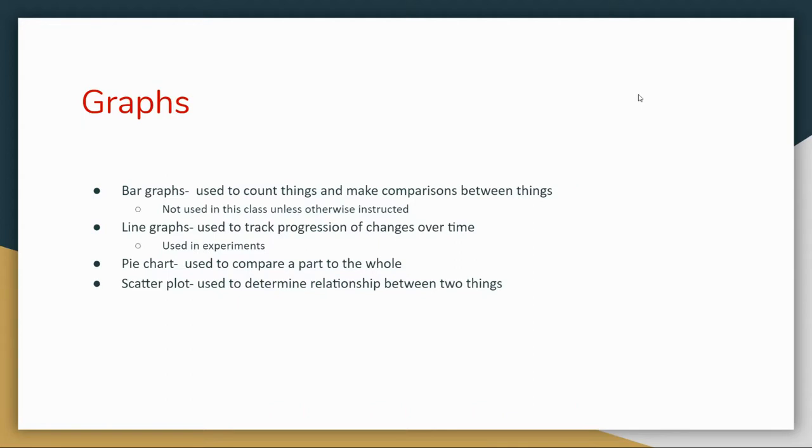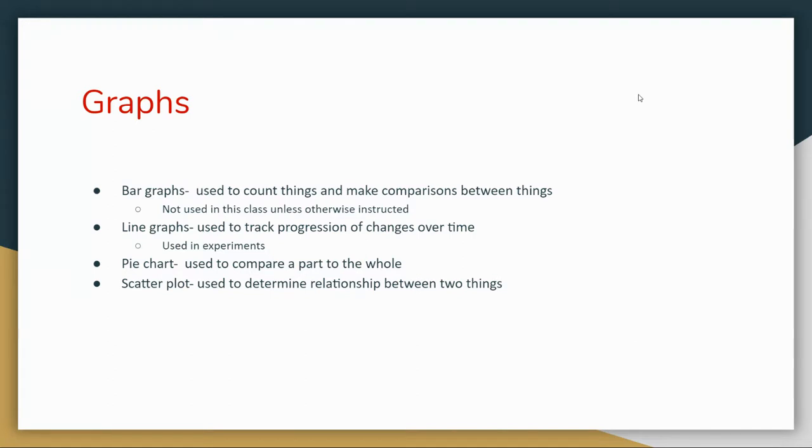So graphs, okay? When you have data, data needs to be reported and organized in certain ways. So we'll talk about the four different types of graphs. Bar graphs are used to count things and make comparisons between things. In this class, we're not going to use bar graphs unless I tell you otherwise. Line graphs. These are used to track progressions of changes over time. We'll use line graphs quite a bit, and this is used in our experiments.